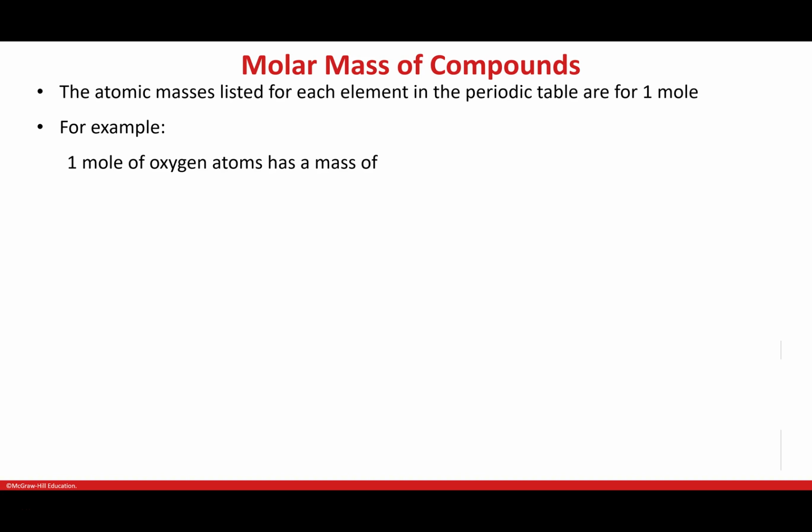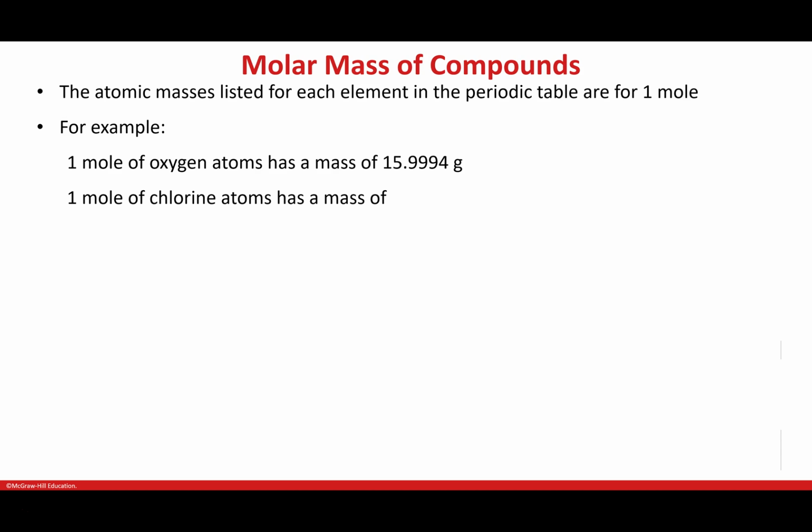On oxygen. 1 mole of oxygen atoms has a mass of, using your periodic table, 15.99. Depending upon what you look at, 15.9994 is what I have up here. That's the molar mass for oxygen.